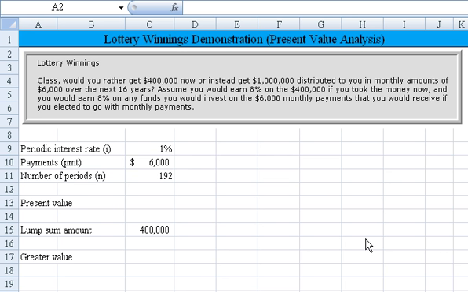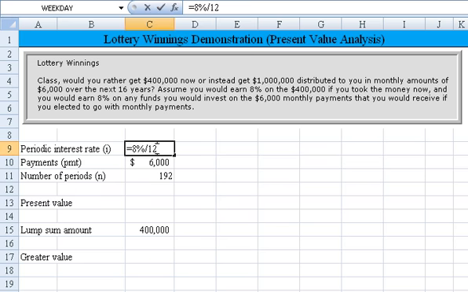Assume that you would earn 8% on the $400,000 if you took the money now, and you would earn 8% on any funds you would invest from the $6,000 monthly payments that you would receive if you elected to go with the monthly payments. Okay, first let's drop in the variables, the interest rate.